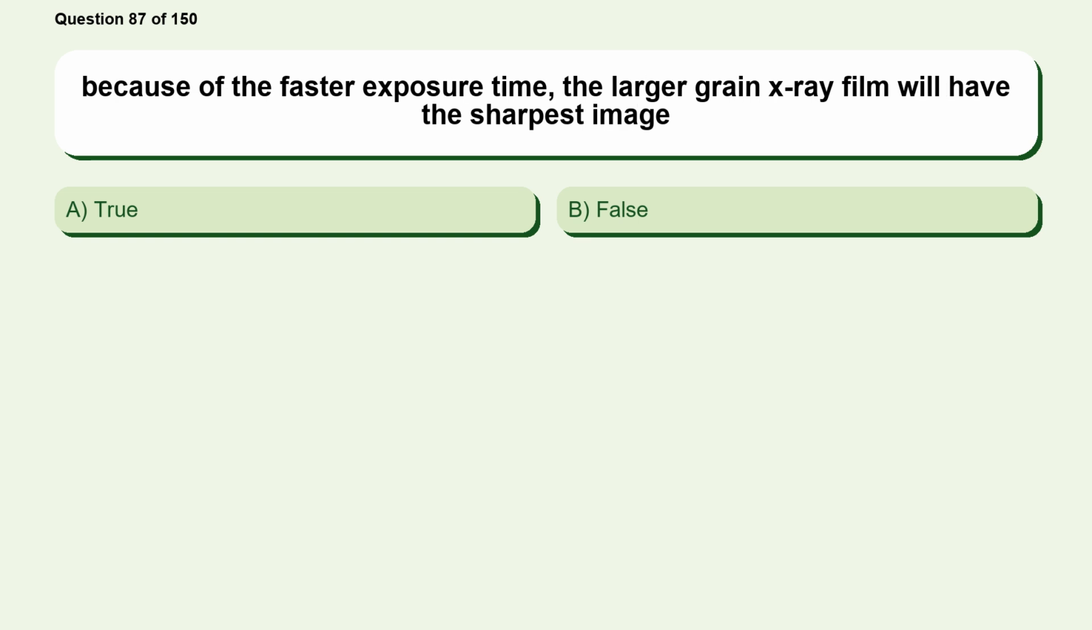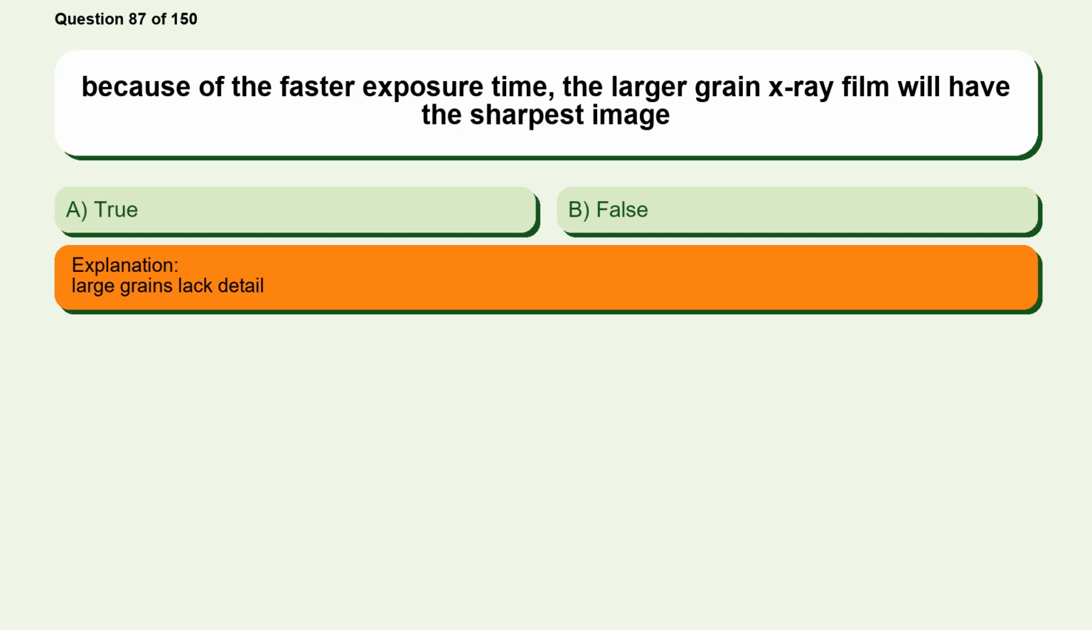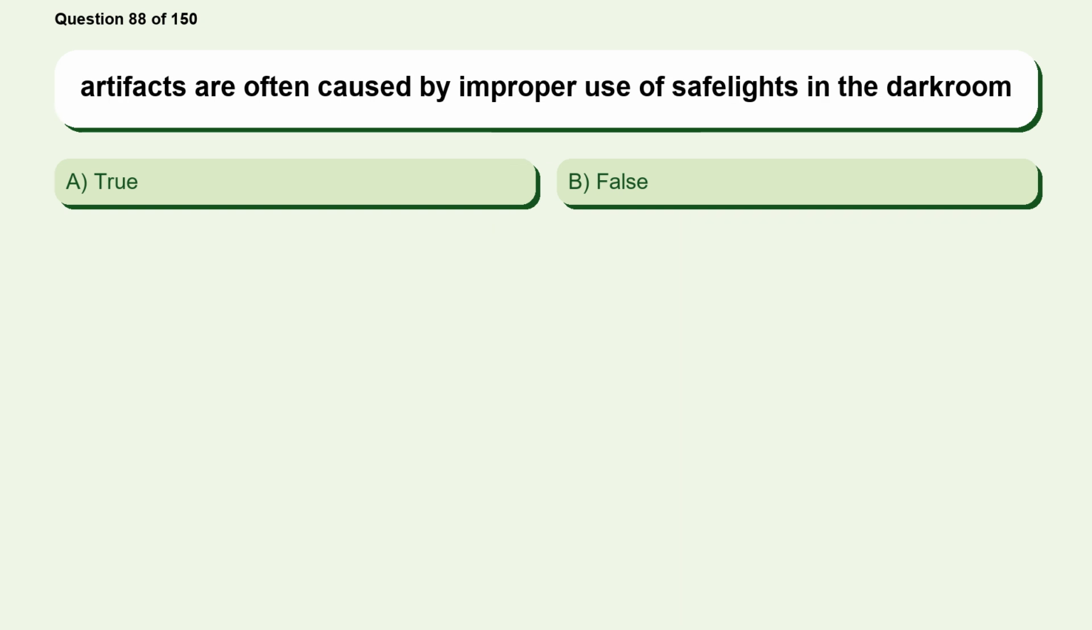Question 87. Because of the faster exposure time, the larger grain X-ray film will have the sharpest image. Option A, true. Option B, false. The correct answer is option false. Large grains lack detail.